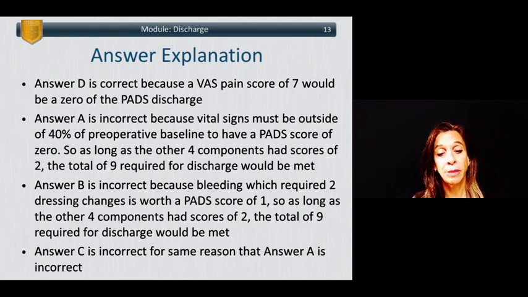Answer B is incorrect because bleeding, which required 2 dressing changes, is worth a PAD score of 1. So as long as the other 4 components had scores of 2, the total of 9 required for discharge would be met. Answer C is incorrect for the same reason that answer A is incorrect.